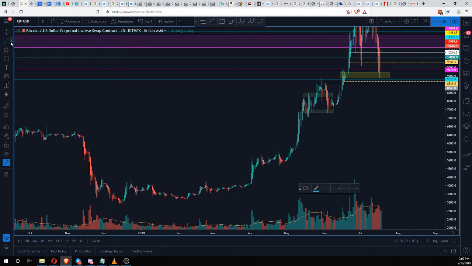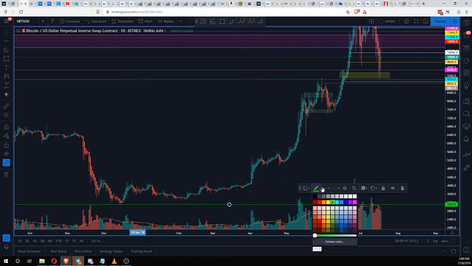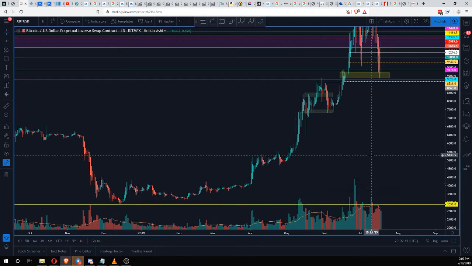I don't even have this tagged. Shame on me. Horizontal line, we'll just pop that guy in there. Bang, right there. I don't want green though, we'll go yellow, so everyone knows.